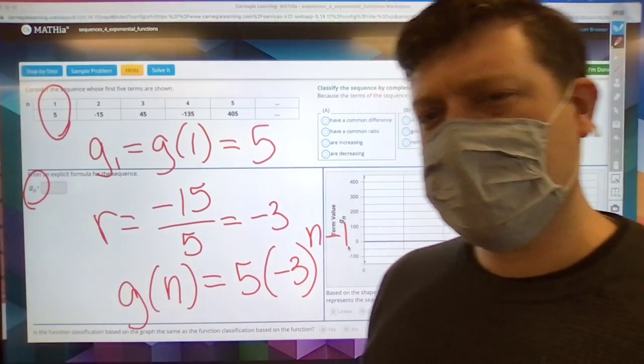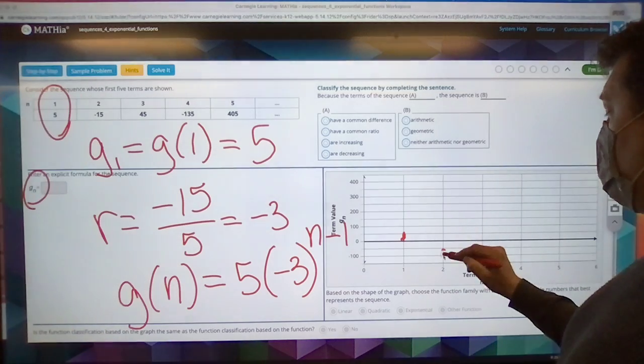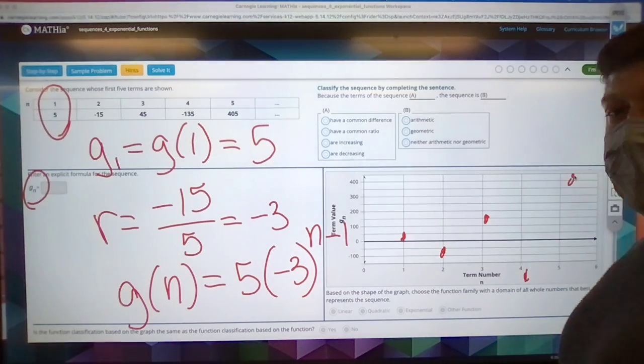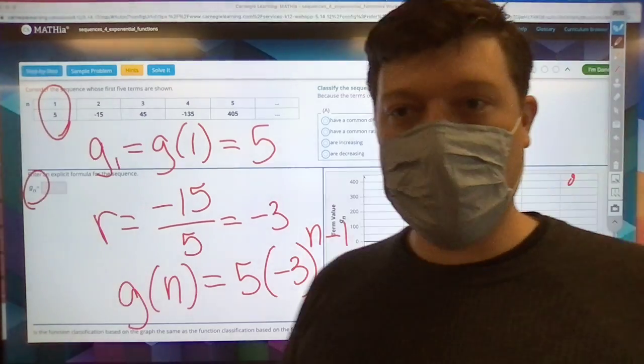It's not exponential, it actually generates a sequence that goes oscillating above and below the x-axis.